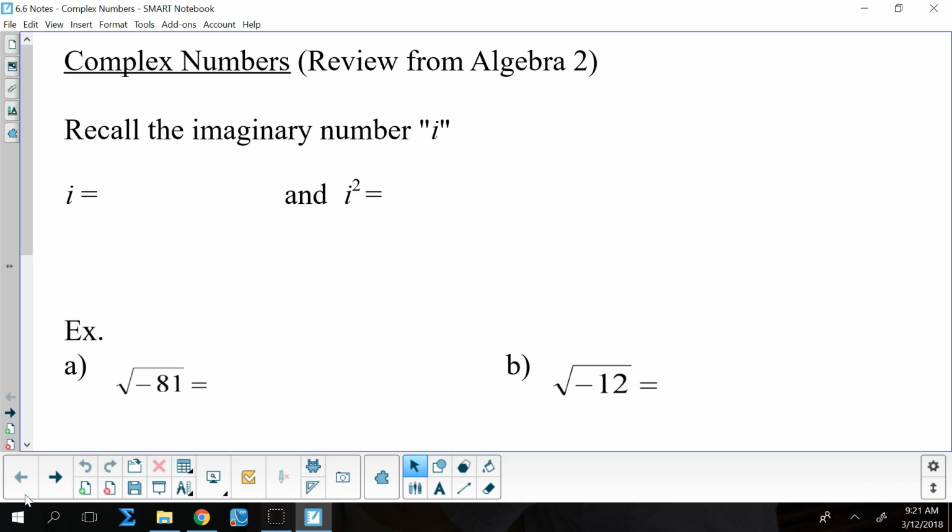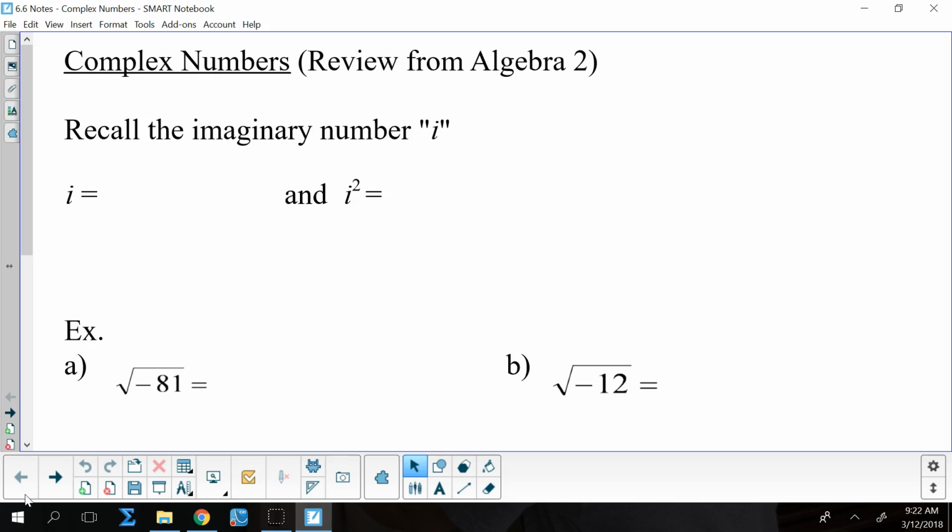Okay. So the packet that you grabbed as you walked into the room today, yes, it's a little thick, but it's all notes. We did throw a review at the tail end. So the last page again is the review assignment for this section.